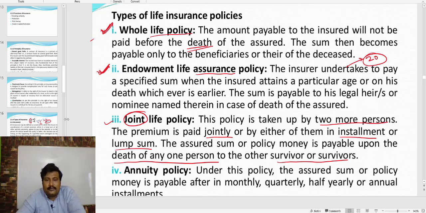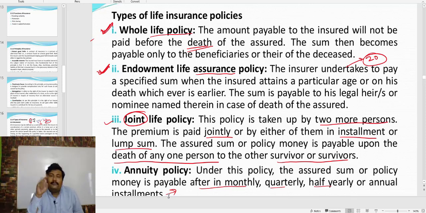One is the annuity policy. ठीक है? अच्छा, this is what? Under this policy, the assured sum of policy money is payable monthly, quarterly, half yearly, or in annual installments. So sometimes in LIC, in other companies also, this type of policy will be there, that you take the policy for 15 years, but after 3 years you will get some amount. Then again after 3 years you will get some amount. Then again after 3 years you will get some amount. It means after a fixed period of time you will get some amount from the insurance company, but your life will be insured for 15 years. That is what? Annuity policy.